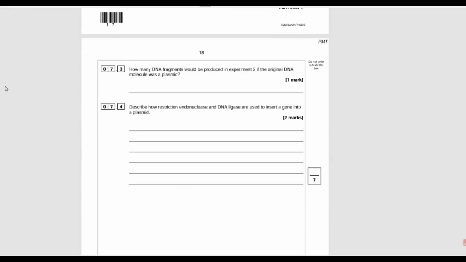Okay. Let's move on to 7.4. Now, I recommend pausing the video and having a go. You just got to explain how these two enzymes, it's only 2 marks, are used to insert a gene in a plasmid. So pause and have a go.